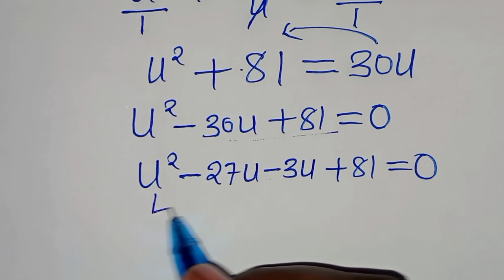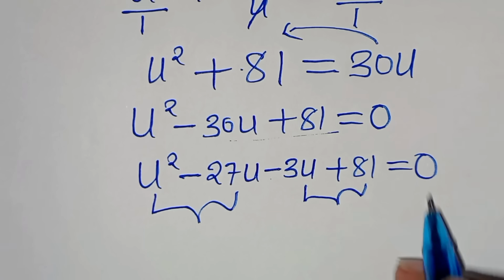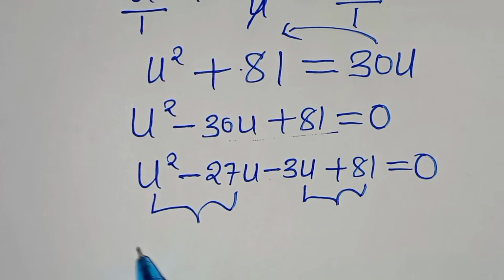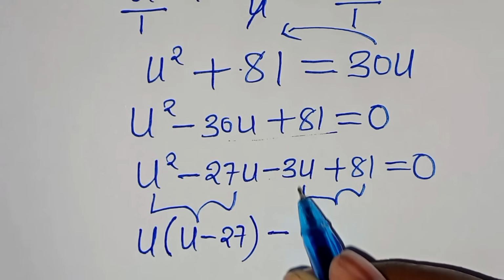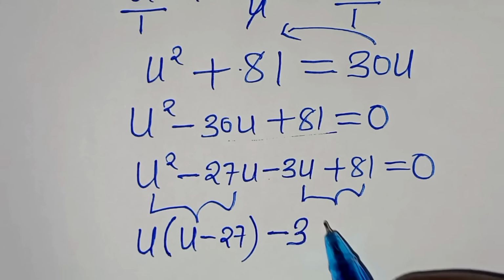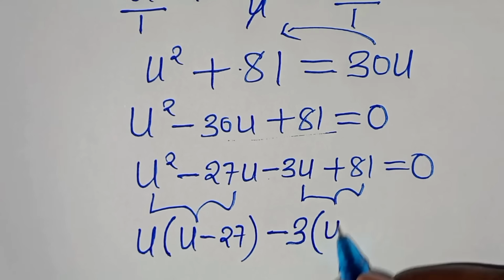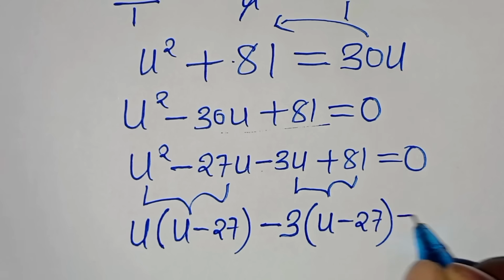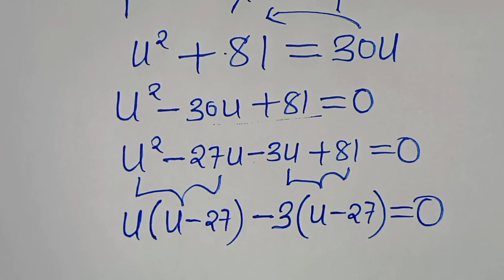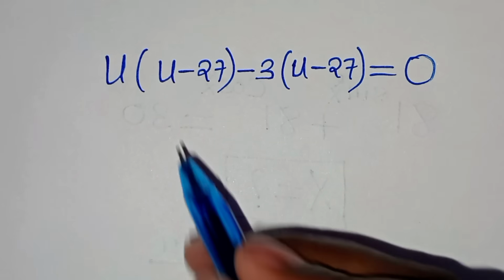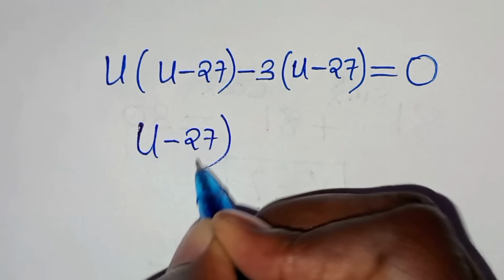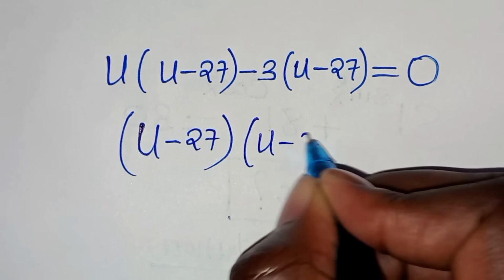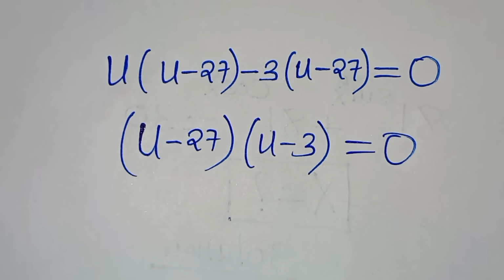So we have got two parts here. This means that here u is common, so we have u times u minus 27, then minus 3 is common here, so we factor out 3 into the parentheses, this is u minus 27. This is equal to 0. So u minus 27 is common here, so this is u minus 27 times u minus 3. This is equal to 0.